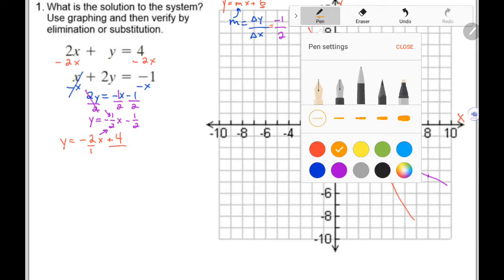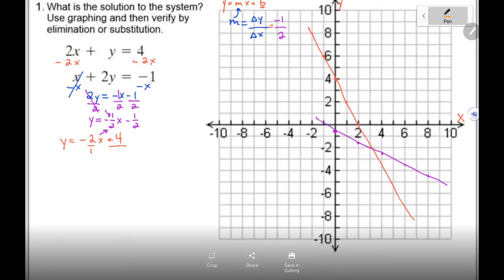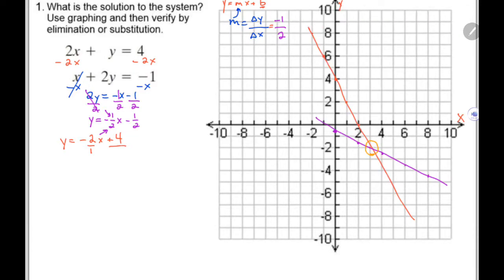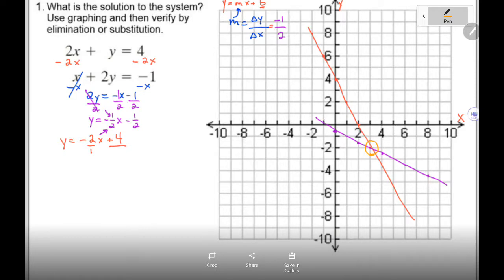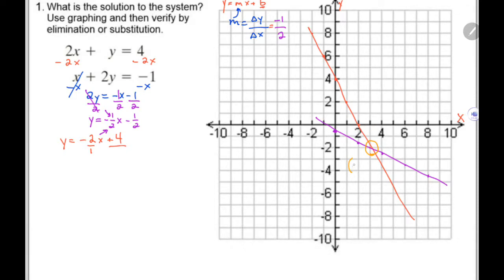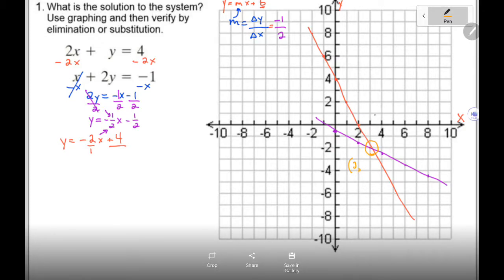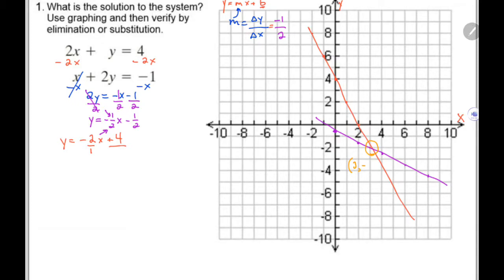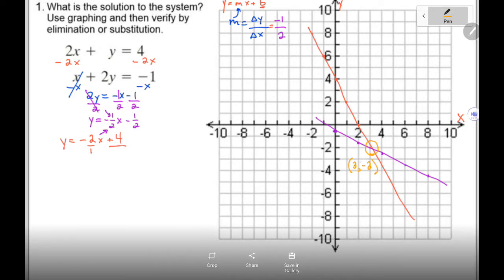So here we go. We say that they cross about right there. And we would say, okay, what's the x value for that point? Well, it looks like it's about 3. Maybe not perfectly, but it looks about like 3. And the y value is negative 2. So the solution, according to the graph, is that my x is 3 and my y is negative 2. So that's the solution according to the graph.